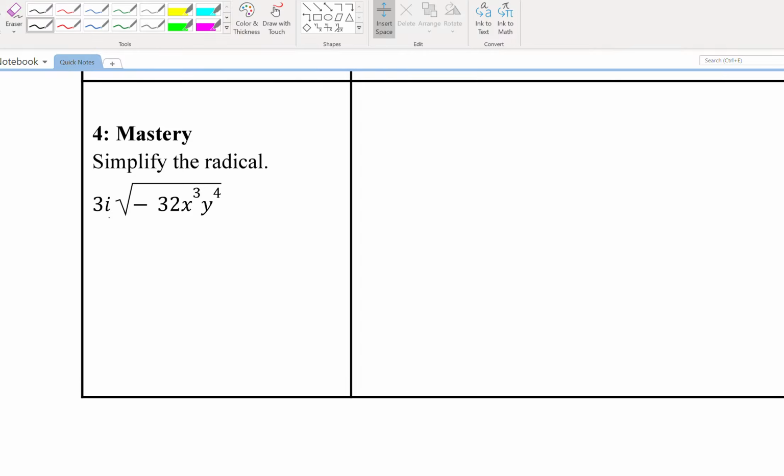One of the things I would like to notice here is that between this 3i and this radical, that operation there is multiplication. And so I'm going to start by just writing 3i, and even though this symbol is not necessary, in my mind it helps me to separate those out. So I'm going to write 3i times the square root of negative 32 x cubed y to the fourth.